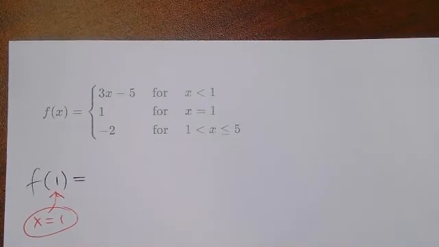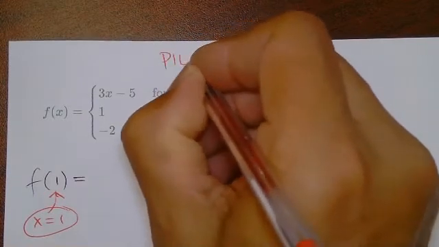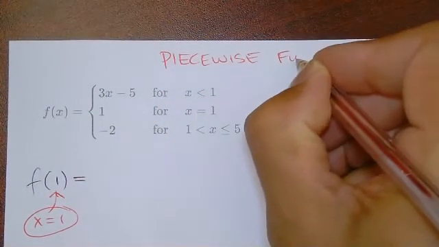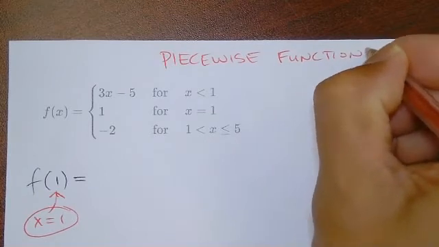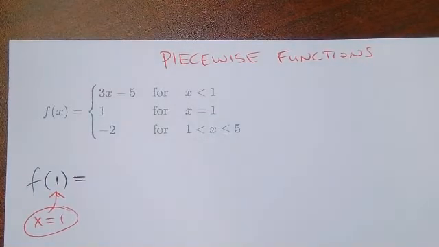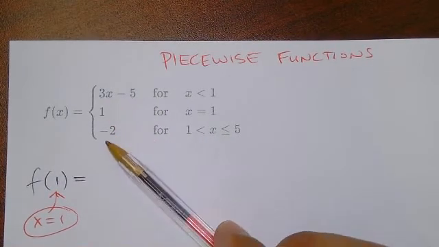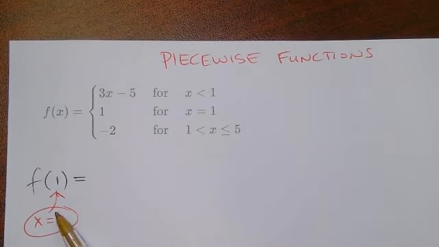Okay, so these are piecewise functions. And here you're evaluating, but now looking at the functions and looking at the given value of x here. So if I ask you f of 1, what is f of 1? That means x equals 1.